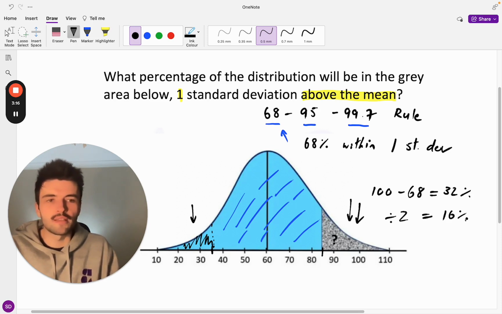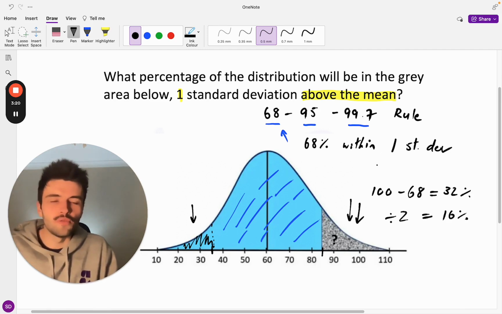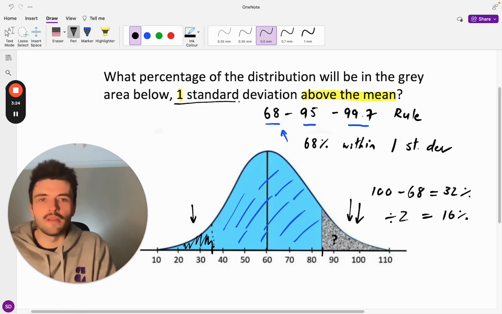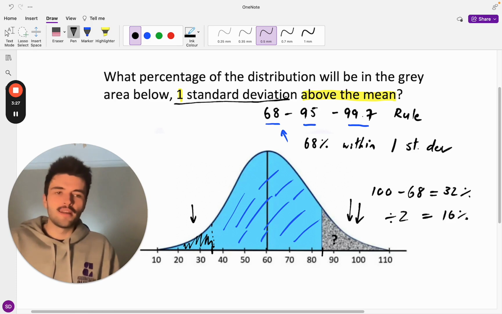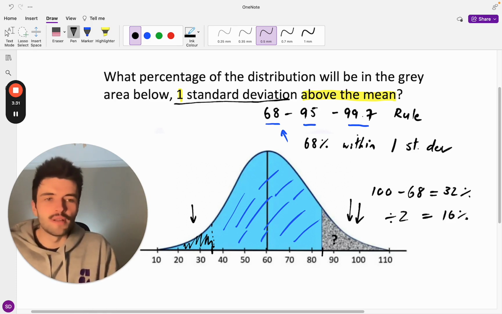And you can always double check this in your log tables on page 33 and 34. If you go to the z-score of 1, given that this is one standard deviation above the mean, you should see 0.84, roughly 0.84 at least, and you know that's good enough for this question. So that will get us this area.